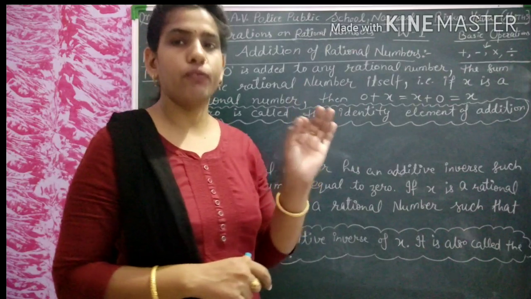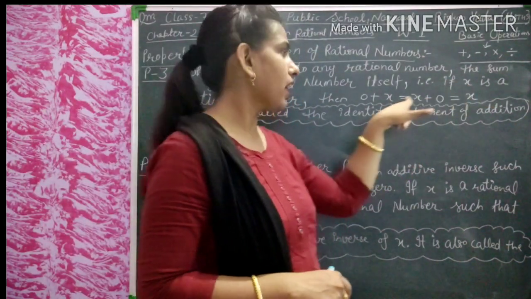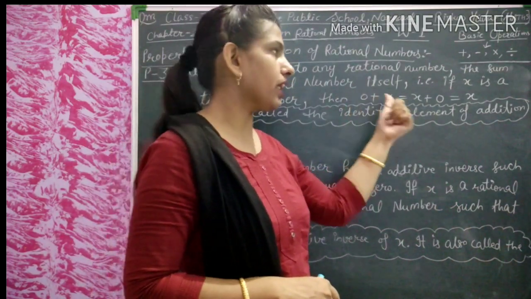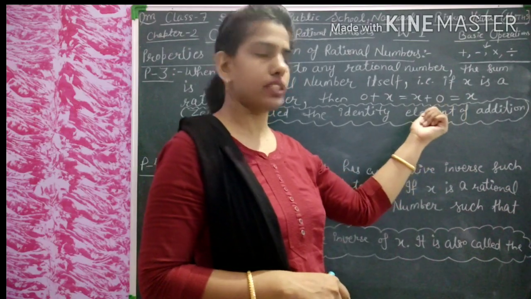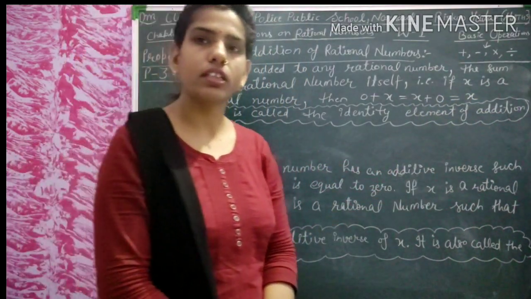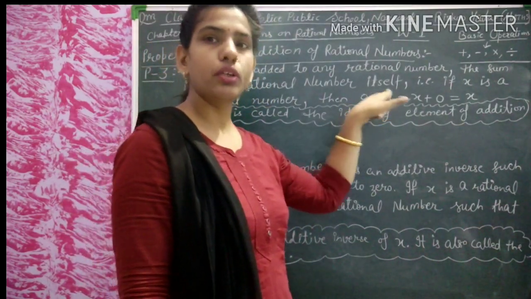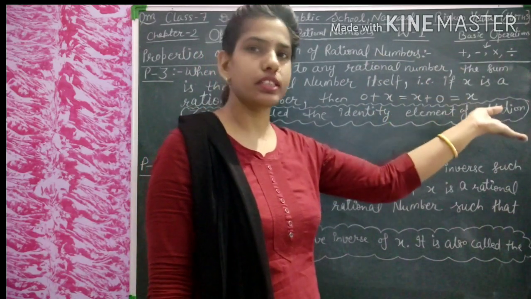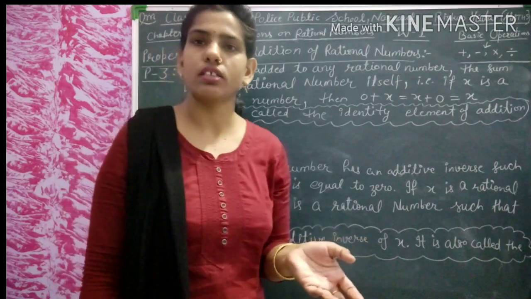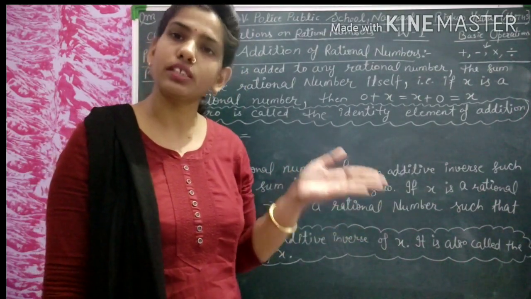See, if we have any rational number x, and we add 0 to x on the left side or the right side, the answer is always x, the number itself. If we add 0 to any number, we get the same number. We learned about this in previous classes. We also did this property for integers, natural numbers and whole numbers.